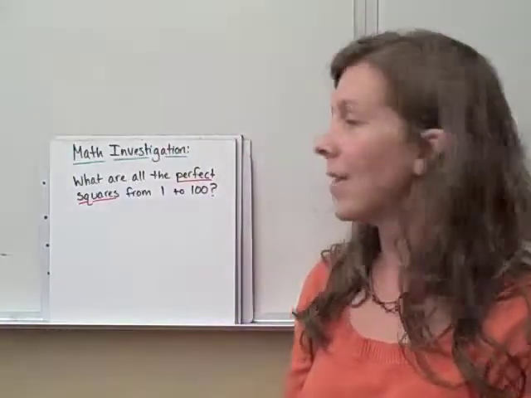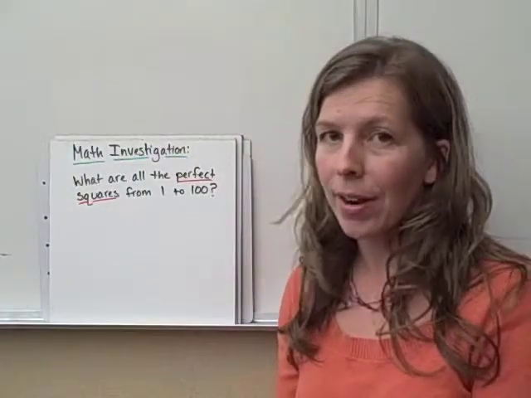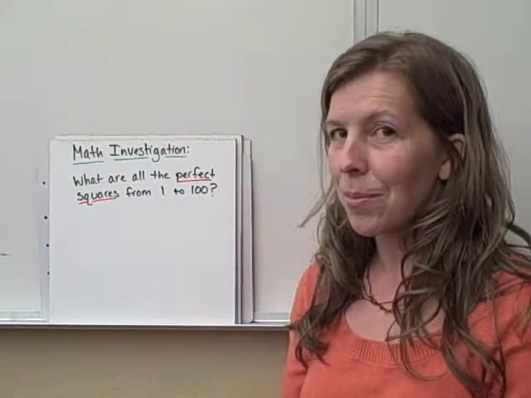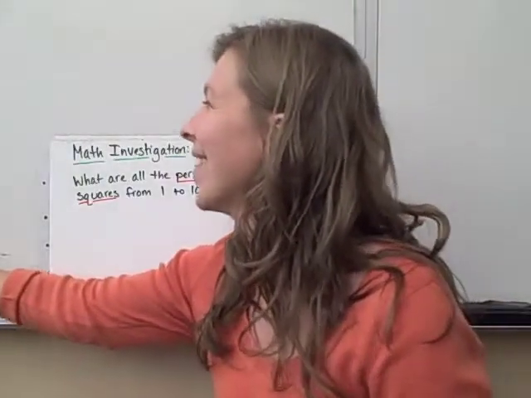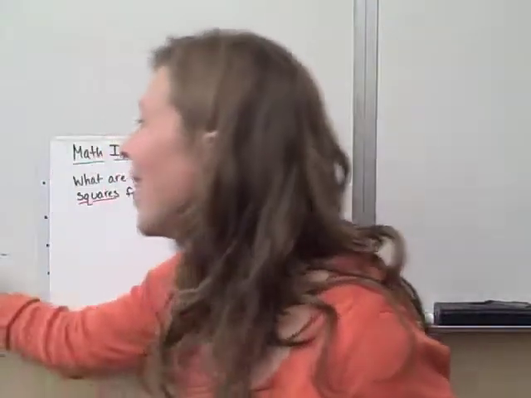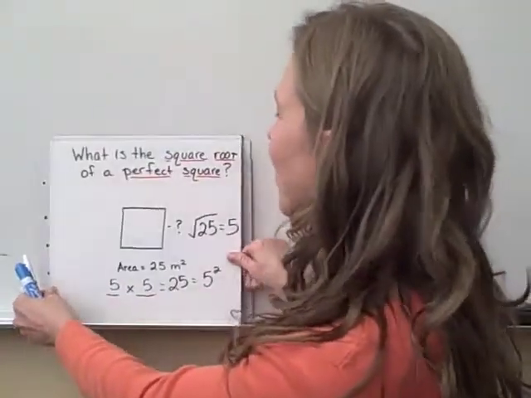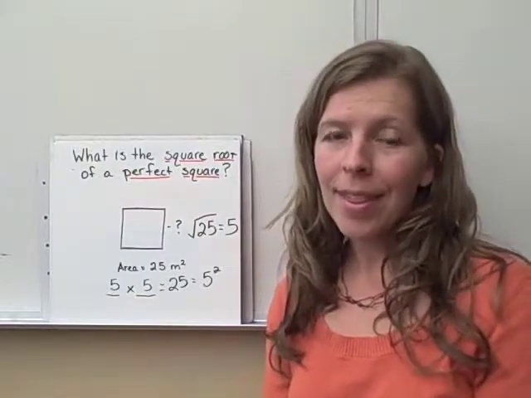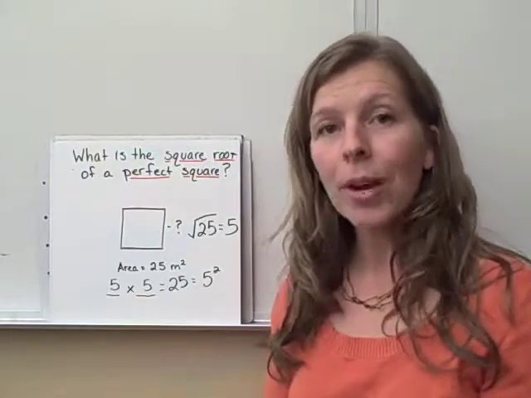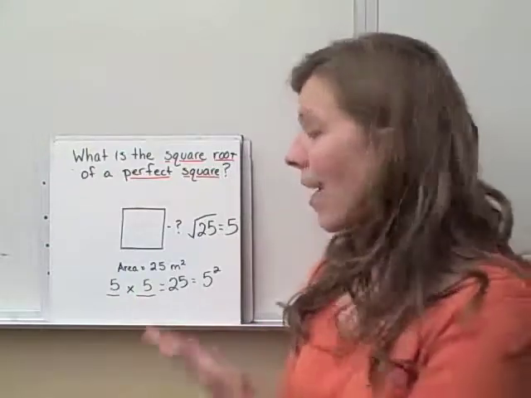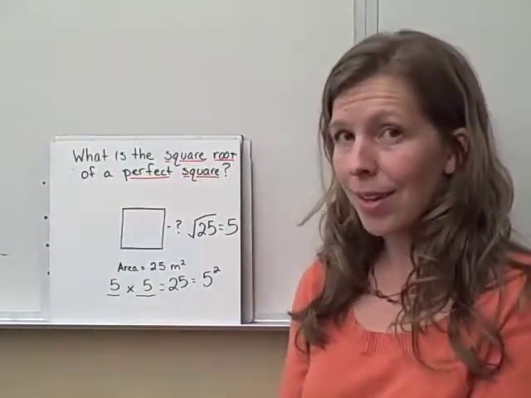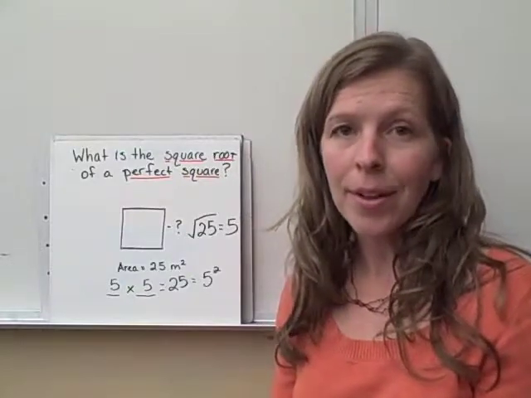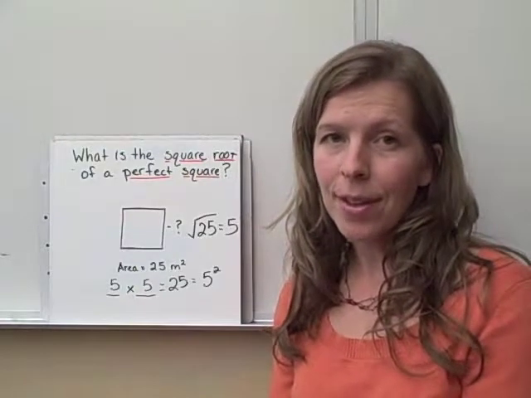I want you to find all the perfect squares from 1 to 100. Did I really describe what perfect squares are? Hold on. I don't think I really talked about that. I have it here on the slide. So a perfect square is a whole number whose square root is a whole number. So 25 is considered a perfect square because 5 times 5, that's a whole number, equals 25.